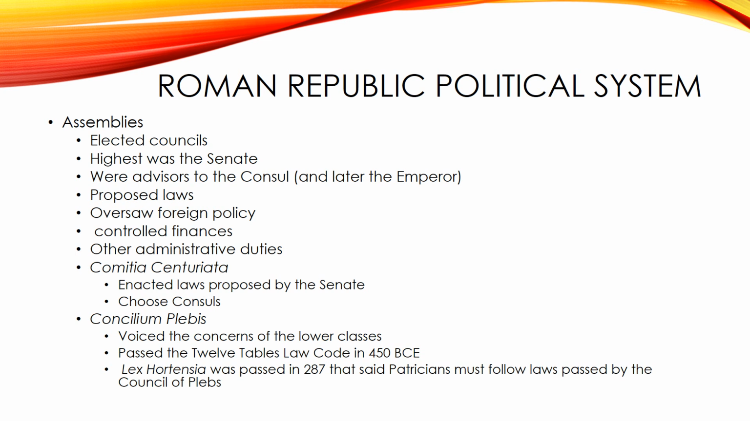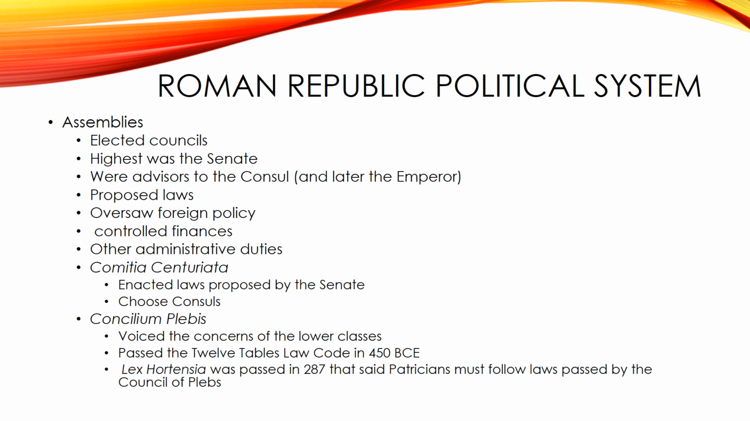The political system also had assemblies which were local, and the highest assembly obviously was the Senate, which was more of the whole republic, but they had elected councils in the local regions, and the assemblies were advisors to the council. The Senate definitely remained in place during the empire system. They proposed laws as well, and the Senate is the one that ultimately approved the laws, and they oversaw foreign policy, and they controlled the country's finances. And they had all kinds of other administrative duties.